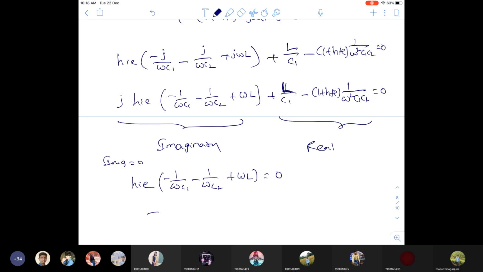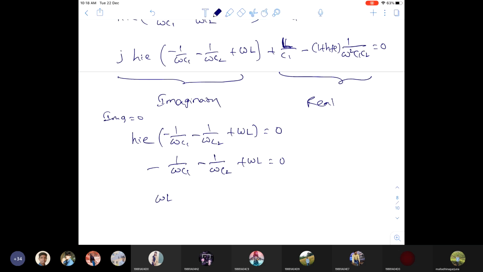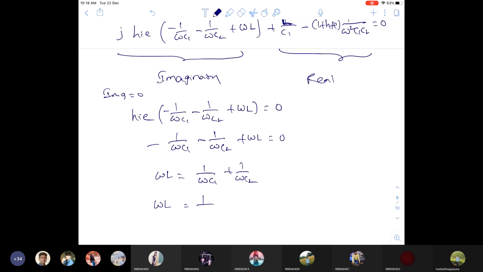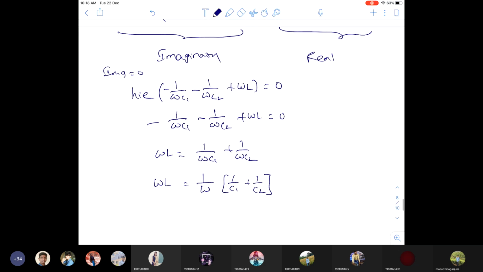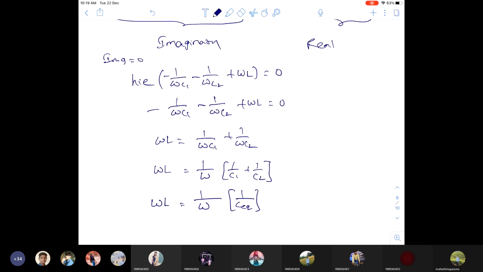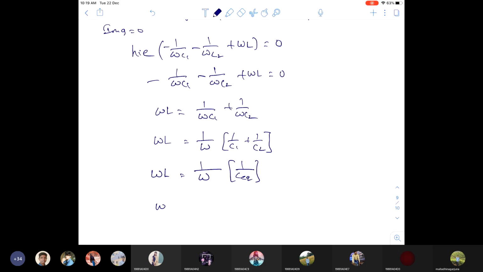So from this, j is on that side, it becomes minus 1 by omega C1 minus 1 by omega C2 plus omega L equal to 0. Next, omega L equals 1 by omega C1 plus 1 by omega C2. Taking 1 by omega as common, omega L equals 1 by omega into (1 by C1 plus 1 by C2). In the place of 1 by C1 plus 1 by C2 I can substitute 1 by C equivalent, equal to 1 by C1 plus 1 by C2. So omega square equals 1 by L into C equivalent.